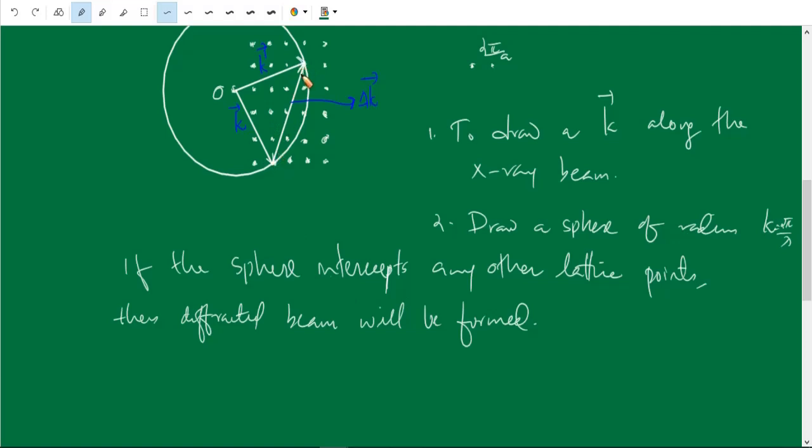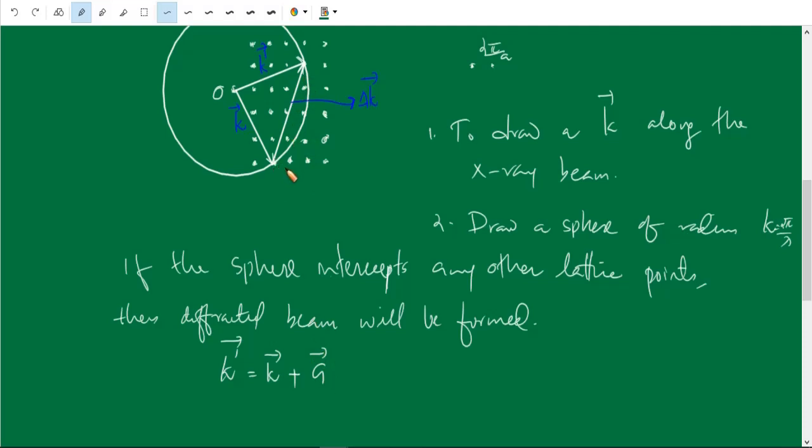Now let us draw a diffracted beam k dash from the origin O. k dash is given by the k vector plus g, because these two points can be connected by a reciprocal lattice vector g, since these are points in the reciprocal lattice.